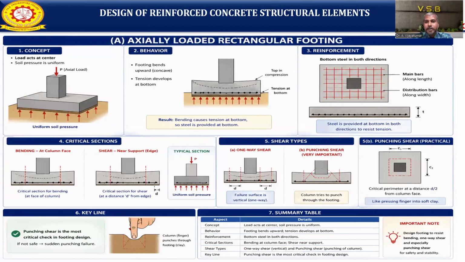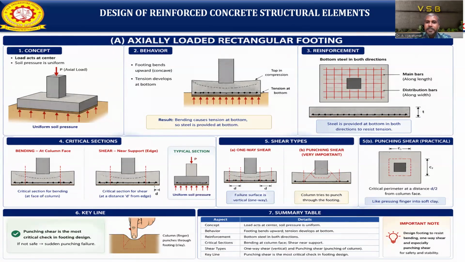So now the axially loaded rectangular footing. The concept is that the load is acting at the center, at the CG. The soil pressure is uniform. Then we go for the uniform-sized isolated rectangular footing. The behavior of the isolated footing is that the footing bends in the upward direction, like a cantilever. So tension develops at the bottom and compression develops at the top of the footing.